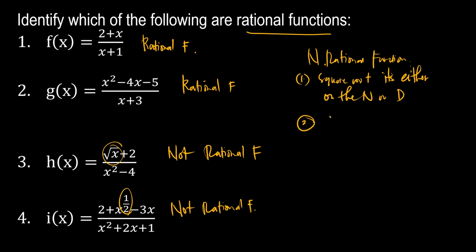The second one is no negative exponent. If you will see a negative exponent, therefore, it is not a rational function. Okay, so take note. It will be not a rational function, class, if it has a square root, either on the numerator or in the denominator. And let me correct my phrase here: if it has a negative exponent. So that is the way on how we are going to identify whether a function is rational or not.